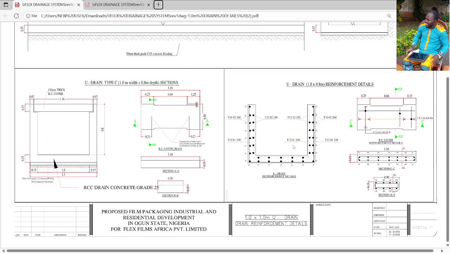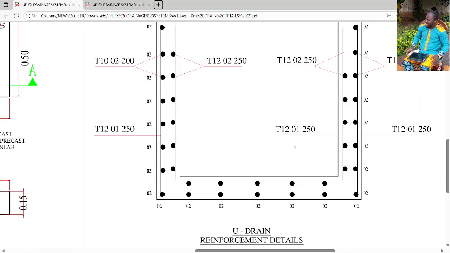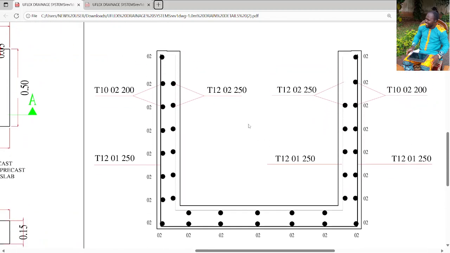Okay, and of course, this is the reinforcement detail. You can see here. Let me zoom in. You can see the main bars. You can see the runners. See this thin line forming the U of the U drain. Those are the main bars. Then you see this dotted line showing that something has been cut. They form the runners or the distribution bars. All right, I hope we get that from this particular drawing.